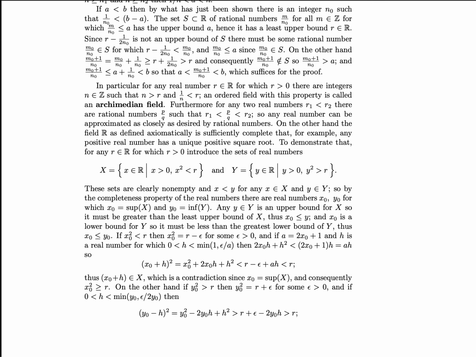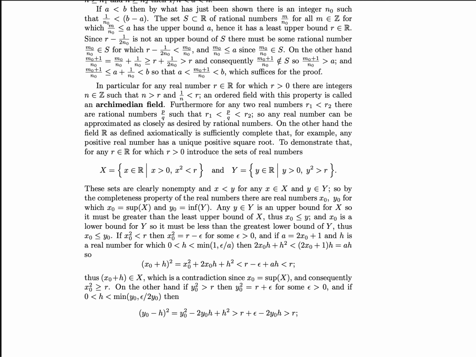So there are real numbers x naught and y naught, for which x naught is the supremum of X, and y naught is the infimum of Y. Any y serves as an upper bound for X, so it must be greater than the least upper bound of X, and thus x naught is less than y for all y. And x naught, we will note, is a lower bound for Y, so it must be less than the greatest lower bound of Y, and thus x naught is less than or equal to y naught.